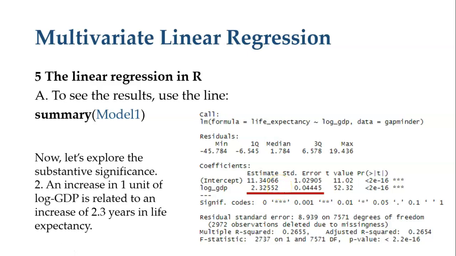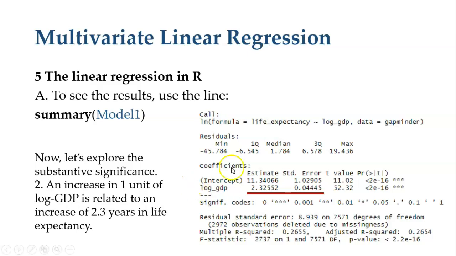Okay, how do you interpret this? Basically, you are saying that an increase in 1 unit of the log GDP is related to an increase of 2.3 years in life expectancy. So a country that has a 1 unit higher log GDP, the inhabitants of that country tend to have 2.3 years more life expectancy than a country with 1 unit less of the log GDP.